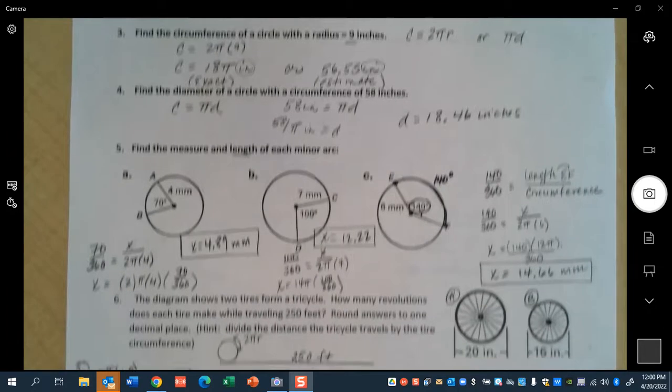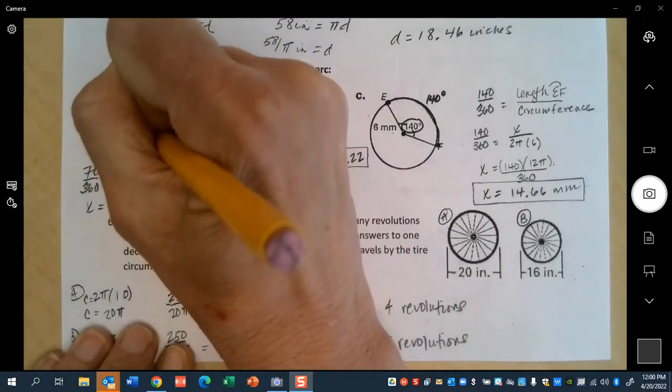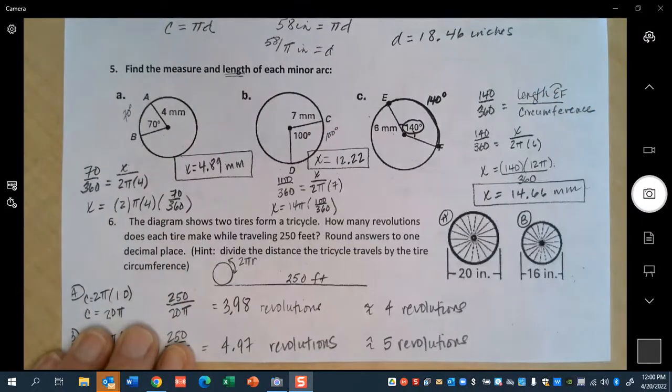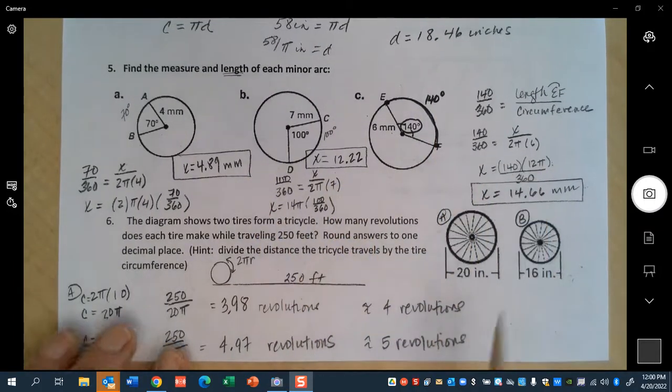When we talk about finding the measure and the length of each minor arc, my measure of AB is 70 degrees. My measure of CD is 100 degrees. My measure of EF is 140. And then here are my lengths of my arcs. I'm trying hard to show you both the proportion and the equation so that if you're one of my two ways of thinkers, it makes sense to you. Proportion and equation. Everybody okay with that?